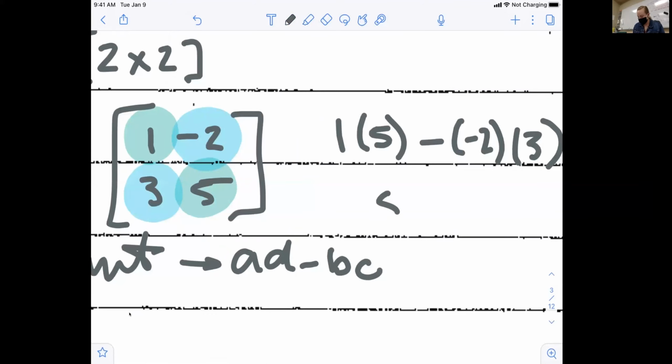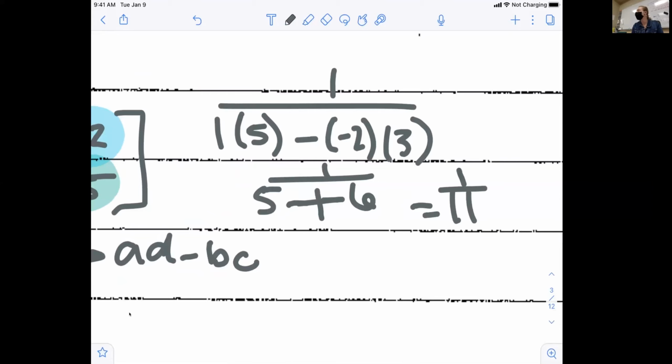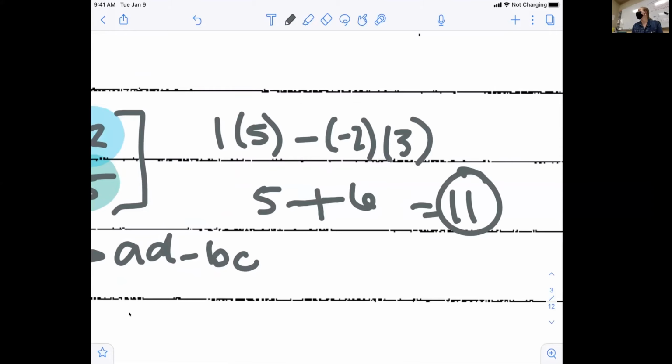One times 5 is 5, minus -2 times 3 is -6. Two negatives make a plus, that equals 11. Again, technically the determinant is 11. However, we're going to do a lot of 1 over, 1 over, 1 over. So if you wrote 1 over, that's okay. I'm going to try and keep it consistent here, though. 11 is the answer I'm going to get.